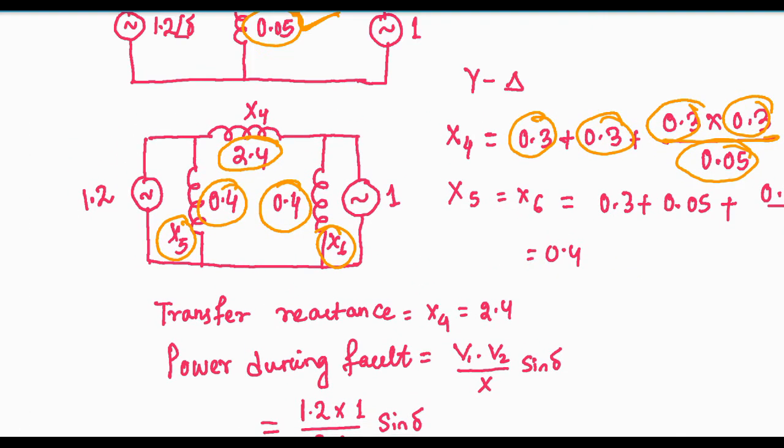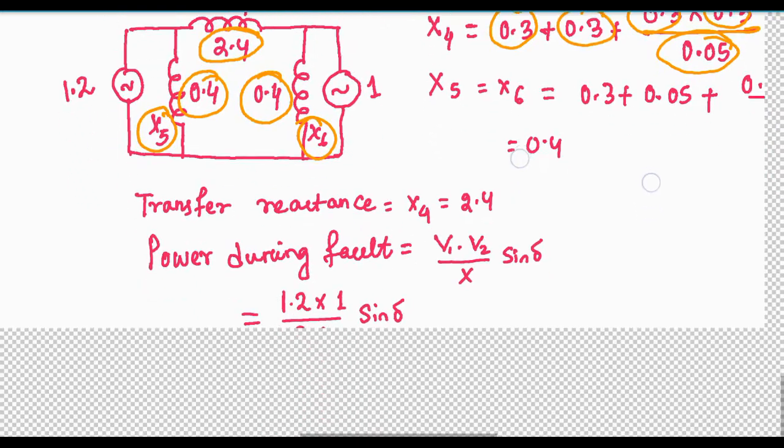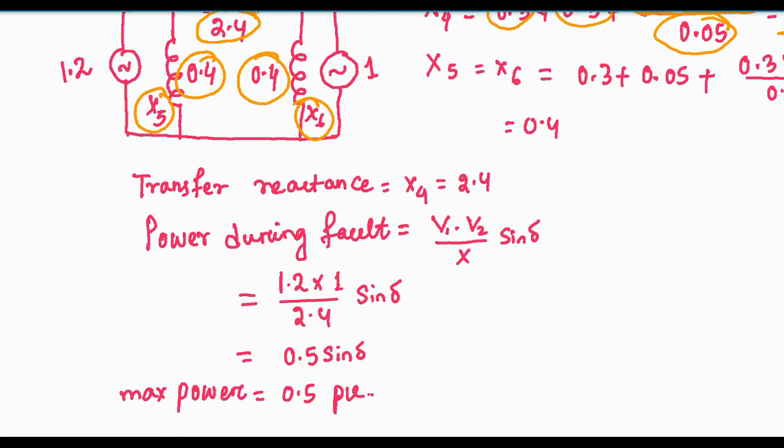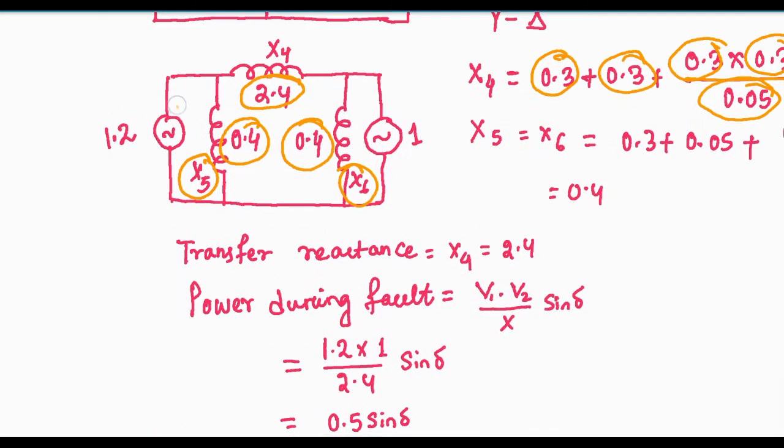Here I have omitted j in every reactance parameter, and I have omitted per unit. You have to write per unit if you are solving the subjective question. So now we have to find the power during the fault. Power during the fault is V1 V2 by x into sine delta, where V1 is the initial and V2 is the final bus. This one is 1 per unit, and this one is 1.2 per unit.